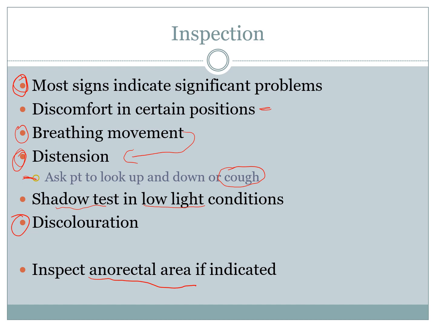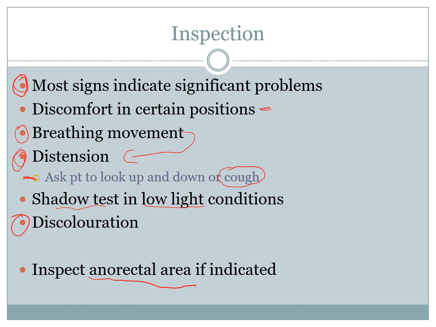So that all comes under the inspection. You can also get the person to bear down in order to look for those grade 3 rectal prolapses. As the person bears down, it will prolapse from the anus, and then as they stop bearing down, it will retract back into the cavity itself.